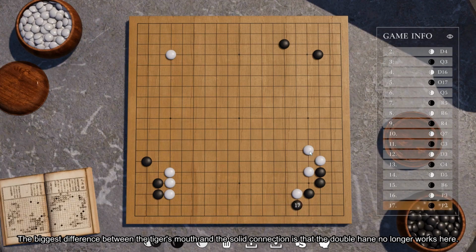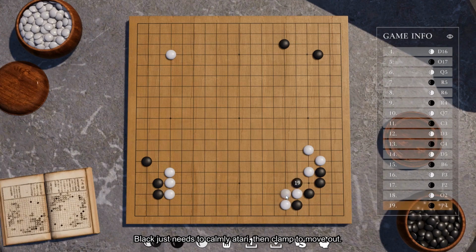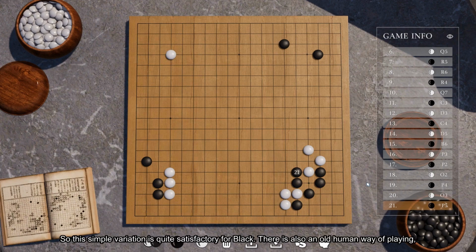The biggest difference between the tiger's mouth and the solid connection is that the double hang no longer works here. Black just needs to calmly Atari, then clamp to move out. White has no way to continue sealing from the outside. So this simple variation is quite satisfactory for black.